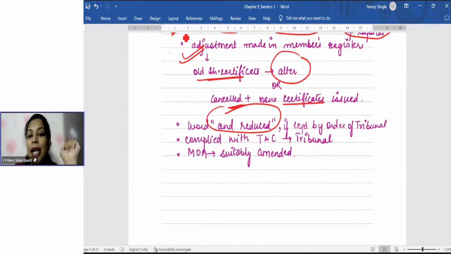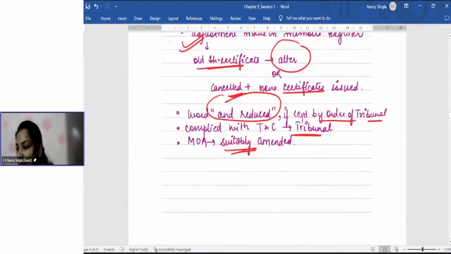The words "and reduced" if required by order of the tribunal, whether that has been there or not, and whether all the terms and conditions given by the tribunal have been complied with or not, and whether the memorandum of association has been suitably amended. Okay. So this was with respect to your reduction of capital. Let me just take you through the module, and Bhumika and Manisha, your doubt will be cleared when we go through the module. Just a minute.